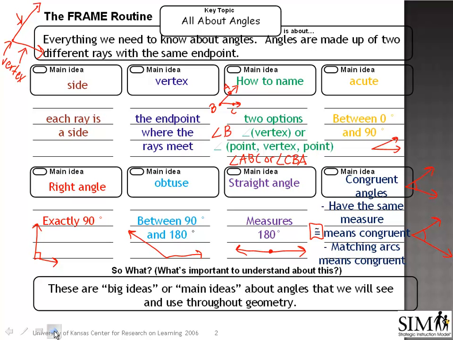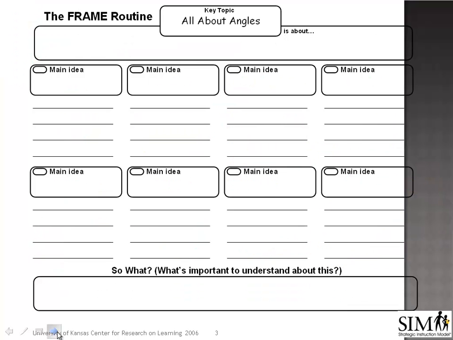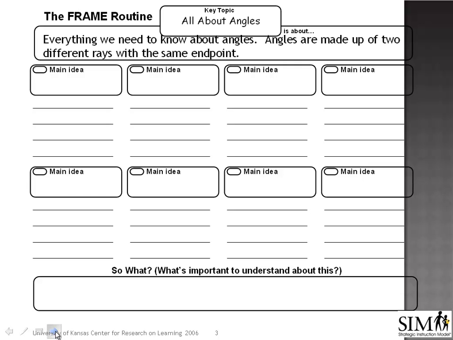Our so what for this frame is that these are the big ideas or the main ideas about angles that we will see and use throughout geometry. You have to be able to name angles. You have to be able to tell what kind of angles they are. You have to be able to recognize when they're congruent. So let's look at the back side of this frame and finish filling it in. So again, all about angles is about everything we need to know about angles. Angles are made up of 2 different rays with the same endpoint. That endpoint, remember, is called our vertex.